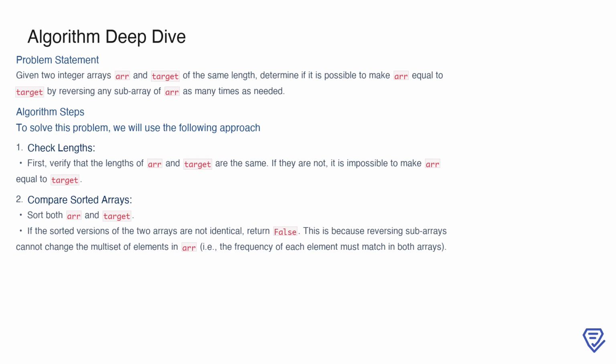Next, we sort both arrays. By comparing their sorted versions, we ensure that the frequency of each element in ARR matches the frequency in target. If the sorted arrays are not identical, we can conclude that no amount of reversals will make the arrays equal, and we return false. This initial sorting step is crucial because it confirms whether the two arrays are permutations of one another, which is a necessary condition for the transformation to be possible.